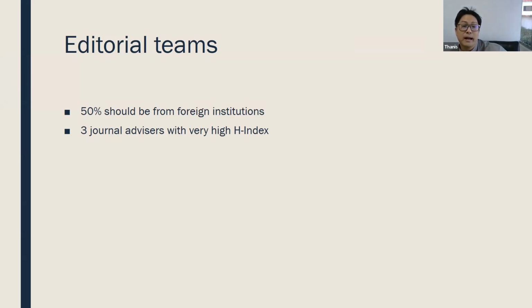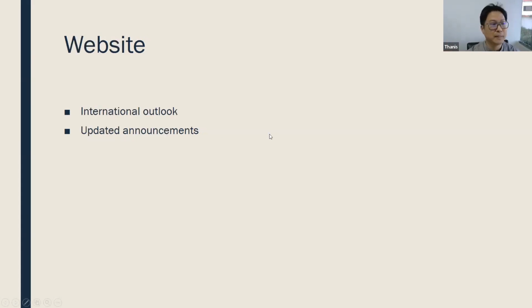So I think if you plan to get into SCOPUS, this is also something you have to think about. Get a team of foreign reviewers. The more countries, the better. Get some from India, Indonesia, Pakistan, America, Brazil. The more diversified, the better. The website, I've talked about this, so don't forget you need an international outlook.